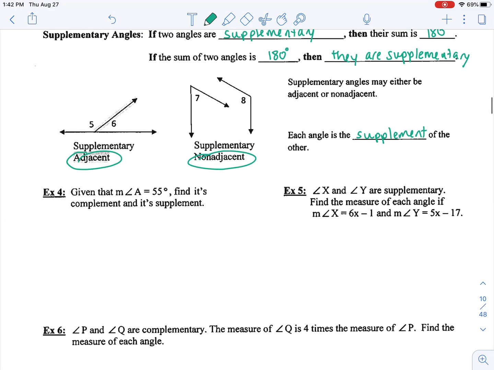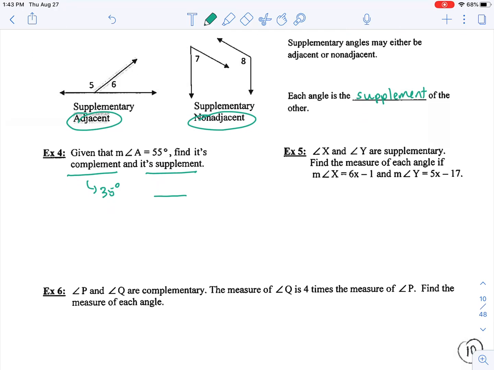Sometimes we're given one of the angles. In example 4, the measure of angle A is 55 degrees. Find its complement and supplement. For the complement, the two angles add up to 90 degrees, so I find the difference between 90 and 55, and I get 35 degrees. Can I have you go ahead and figure out the supplement?